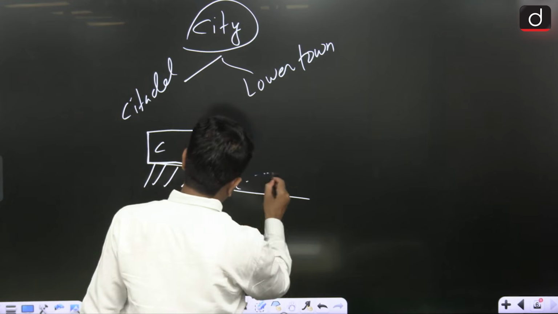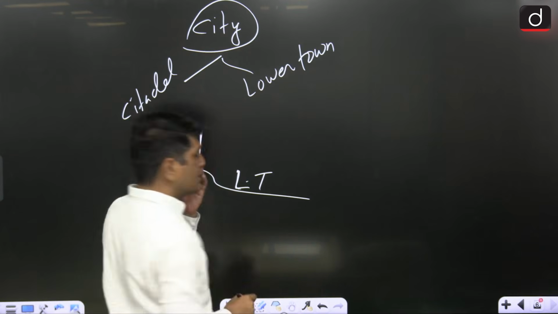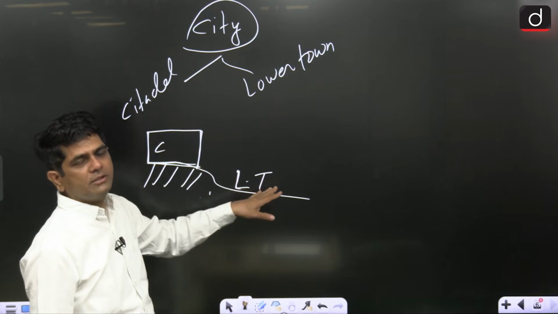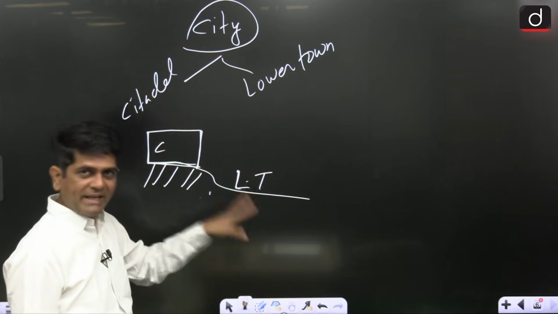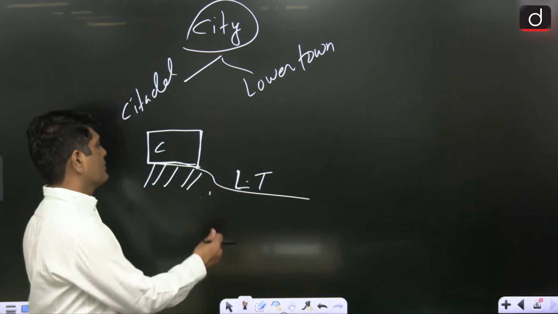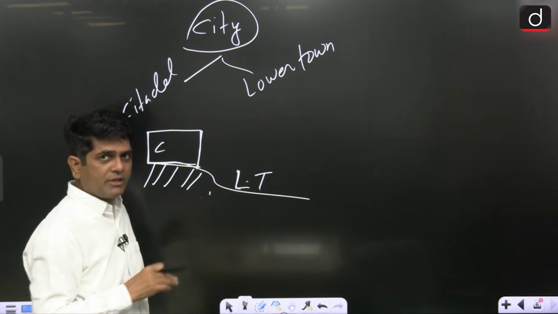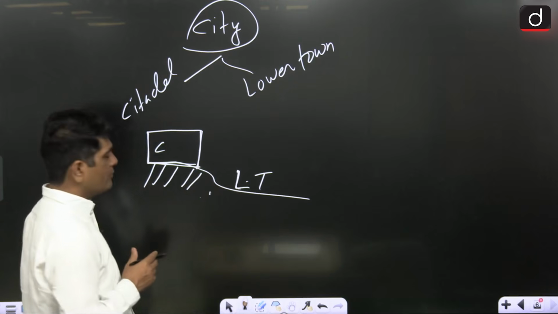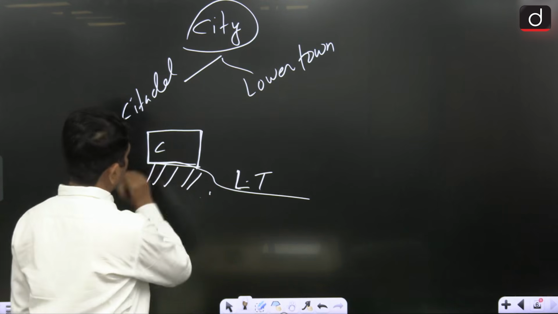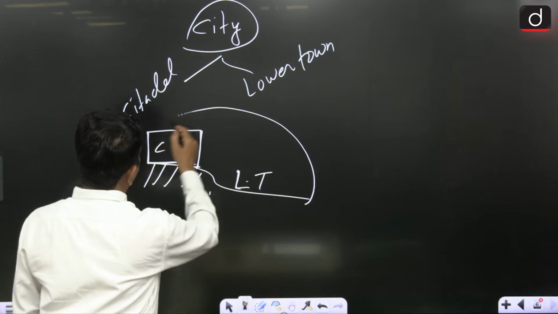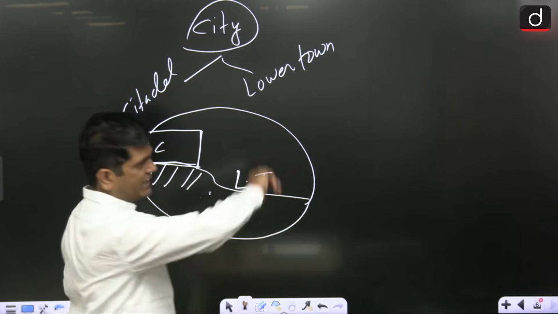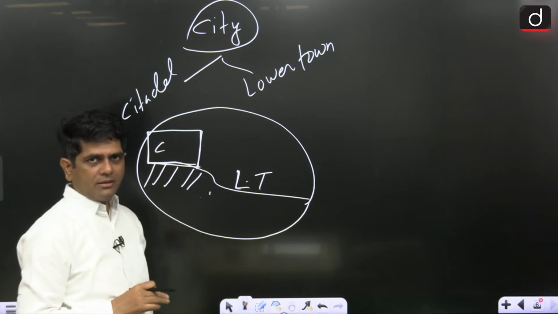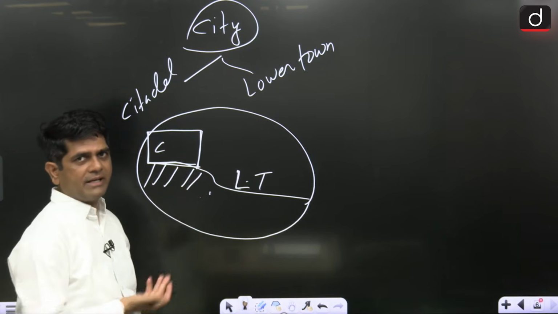And this one is the lower town. The commoners lived in the lower town area. Remember, there are cities in the Harappan towns like Lothal, Banawali and Kalibangan where not only the citadel but also the lower part is surrounded by a protective wall. So this was the second element that I discussed here.